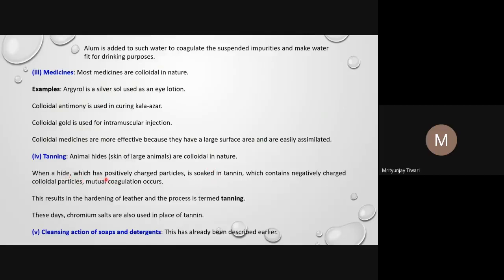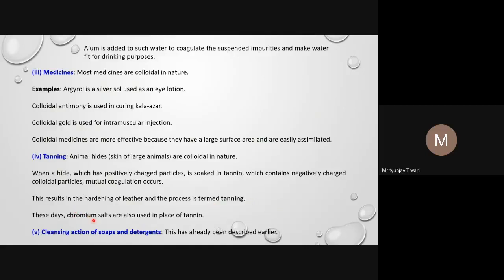When a hide which has positively charged colloidal particles is soaked in tannin, which contains negatively charged particles, the colloids will be coagulated. A mutual coagulation occurs between the tannin and the colloidal particles in the hide, which results in the hardening of leather. This process is called tanning. So hardening of leather by the use of tannin, which contains negatively charged particles, by mutual coagulation is called tanning.